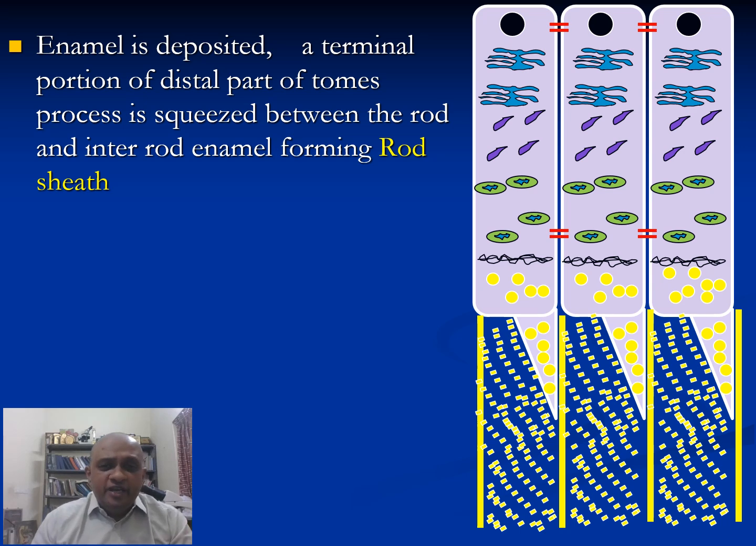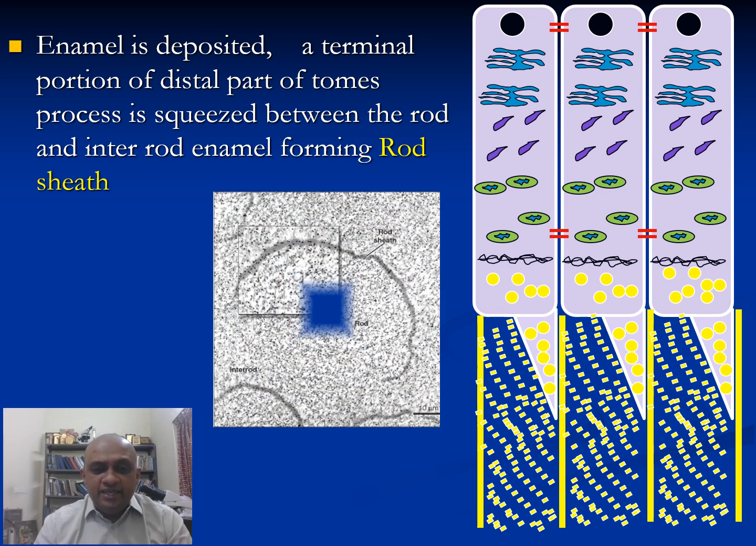So as the enamel is being deposited and the rod enamel is being secreted by the distal part of the Tomes process, the ameloblast will move away from the secretory surface. But as they are doing it, sometimes what happens is the Tomes process, which is a soft tissue structure, a part of the cell or a cell membrane, gets squeezed between the rod enamel and the interrod enamel, and that is what you call the rod sheath. So here you can see the rod enamel and the interrod enamel.